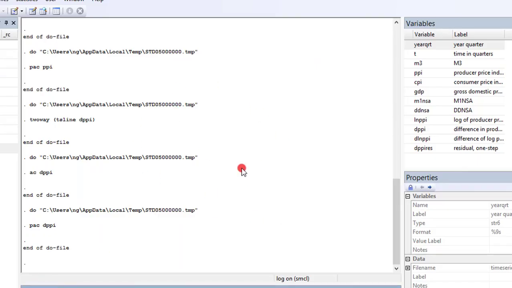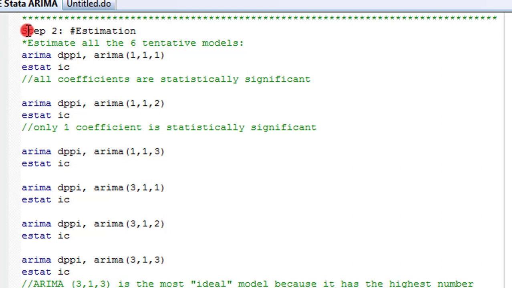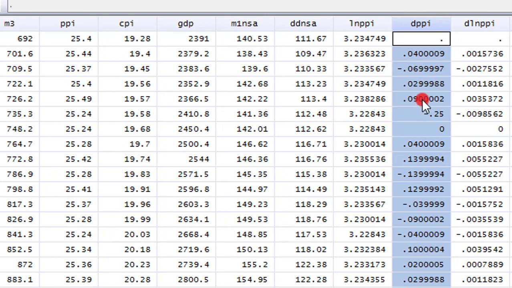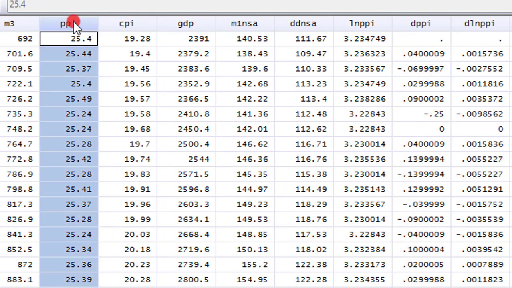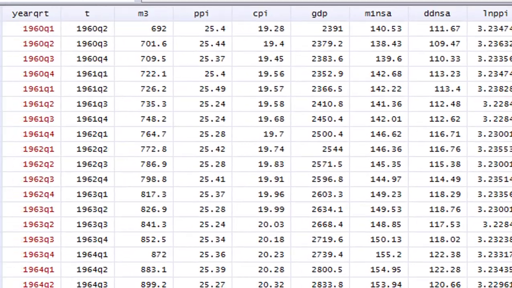In my usual practice, I have my log file on to track all I'm going to do. My variables are here in the variables domain. My do file is already with all the codes I'm going to run for this estimation procedure. And we are now using the differenced PPI, not the raw PPI, because we're able to show under identification that the raw PPI is non-stationary. So the differenced PPI is what we are using for the ARIMA model, and it's in first difference.